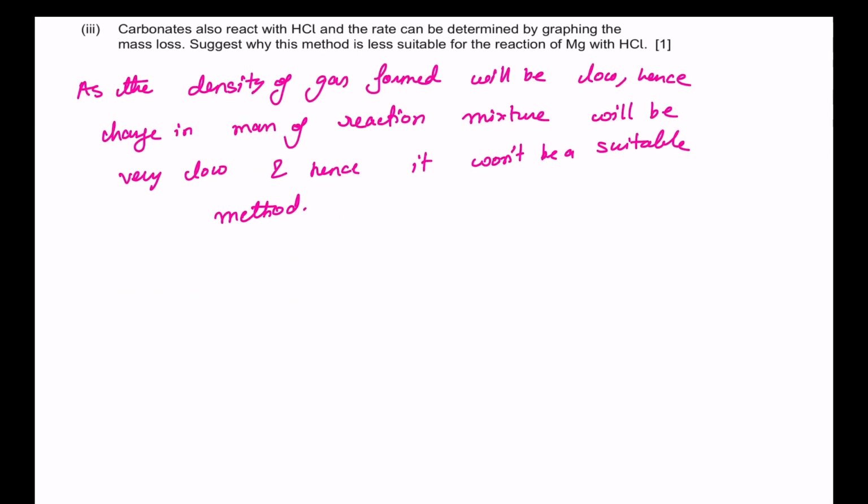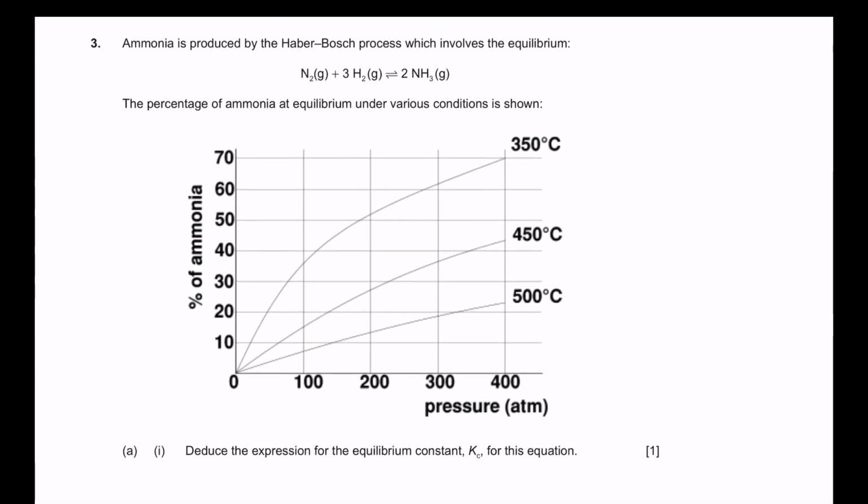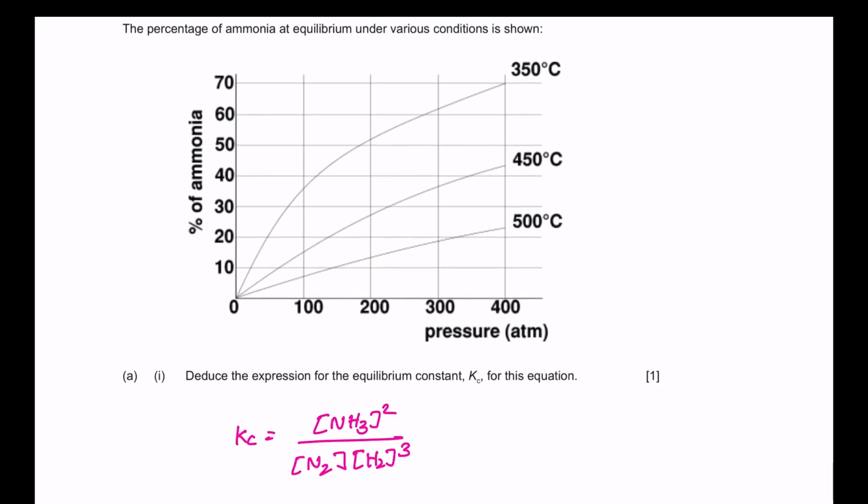So let's slowly move on to question 3. In question 3, they are saying ammonia is produced by the Haber-Bosch process, which involves the equilibrium N2 + 3H2 gives you 2NH3. And there is a graph of percentage ammonia with pressure. So we have to deduce the expression for the equilibrium constant Kc for this reaction. It's pretty easy. Kc will be [NH3] squared divided by [N2] times [H2] cubed. That will be the expression of Kc.